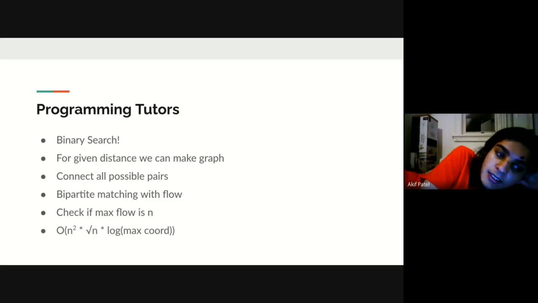And so the complexity: the number of nodes is n, the number of edges is n squared, so that's n squared times root n, because it's E root V, and then times the log of the maximum distance we have. So it's that.